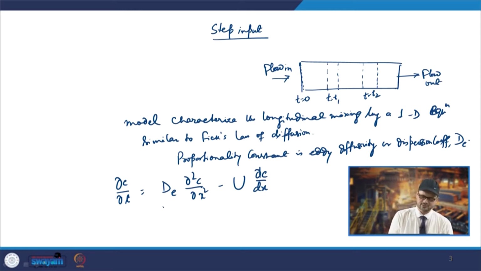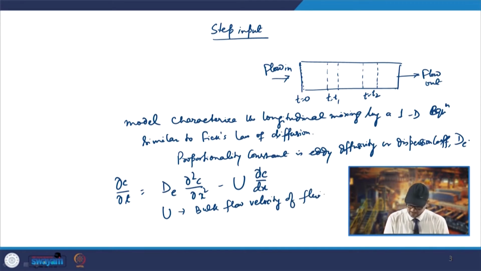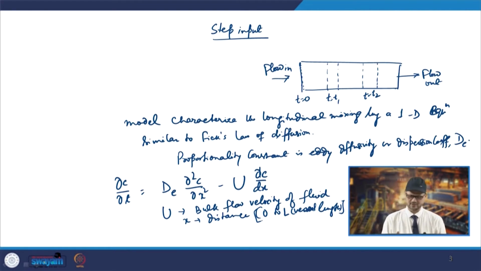Here U is basically the bulk flow velocity of the fluid, and x is certainly the distance in the x coordinate. So, x will be the distance, varying from 0 to L, where L is the vessel length. So, this way you will have these terms.